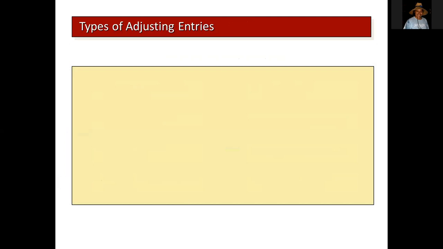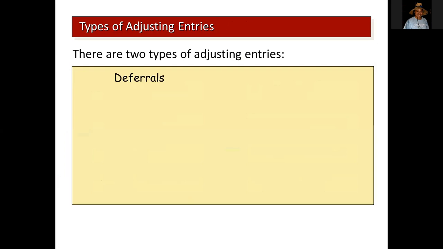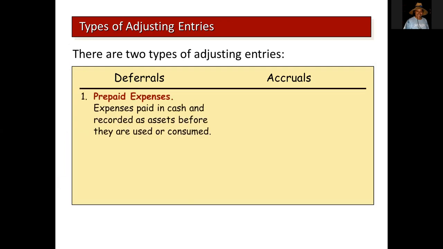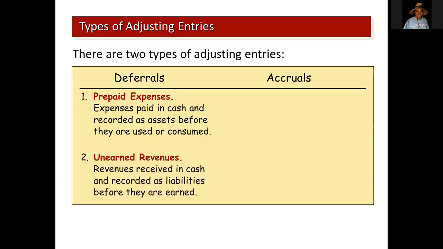So you know from your work on chapter three, we have to make adjusting entries, and there are two types of adjusting entries, deferrals and accruals. Deferrals fall into two categories, prepaid expenses, expenses that are paid upfront in cash but aren't used yet. And they're recorded as assets before they are used or consumed. This could include supplies, prepaid insurance, prepaid rent. And then there is another type of deferral called unearned revenues. That is revenues that are received in cash, but we haven't earned it yet. So we have to record it as a liability because we haven't earned it yet. That is basically you're getting paid in advance for doing something in the future.